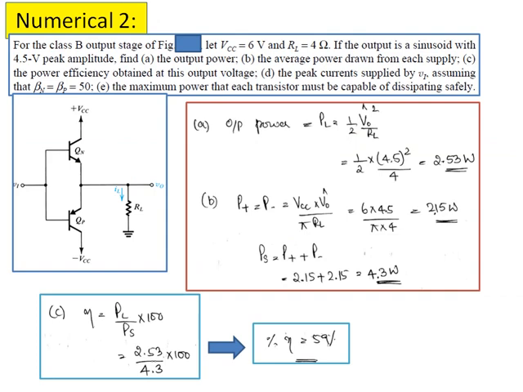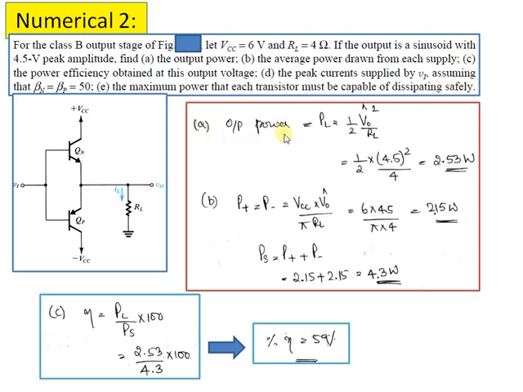Next numerical. For the class B output stage, VCC value is 6 volt, RL is 4 ohms. If the output is a sinusoid with 4.5 peak amplitude, find the output power, average power drawn from each supply, the power efficiency obtained at the output voltage, the peak current supplied by Vi, assuming beta n and beta p to be equal to 50, and the maximum power that each transistor must be capable of dissipating safely.